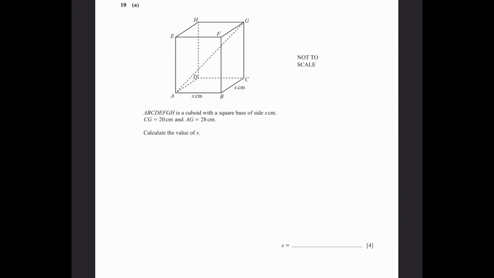ABCDEFGH is a cuboid with square base of side x centimeters. CG, this length, is equal to 20 centimeters. And AG, which is this full long diagonal length, is 28 centimeters. Calculate the value of x. So first of all, using these two, we can find the length of the diagonal of this square base, AC, because this full thing forms a right angle triangle.